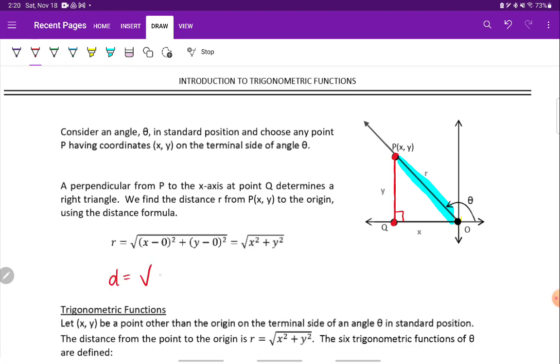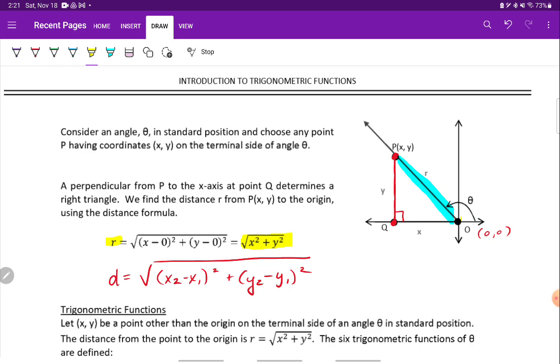Right? D equals the square root of (x2 minus x1) squared plus (y2 minus y1) squared, where the origin is the point (0, 0), and then we have our other point (x, y), so plugging that in, that's where they're coming up with this. And then that simplifies down to just be the square root of x squared plus y squared. So R is going to be the square root of x squared plus y squared. That's going to be important for us.